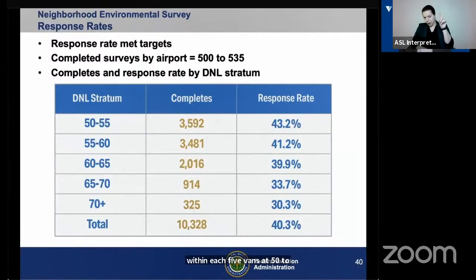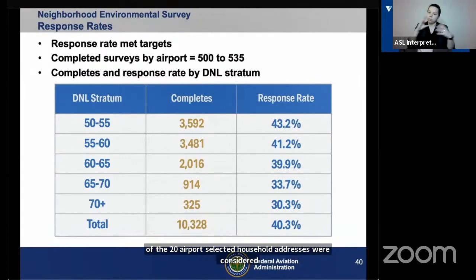For each of the 20 airports selected, household addresses were considered based on their aircraft noise exposure. In order to ensure households exposed to a range of noise levels were included, the survey aimed to obtain a distribution of respondents in the five bands of DNL.